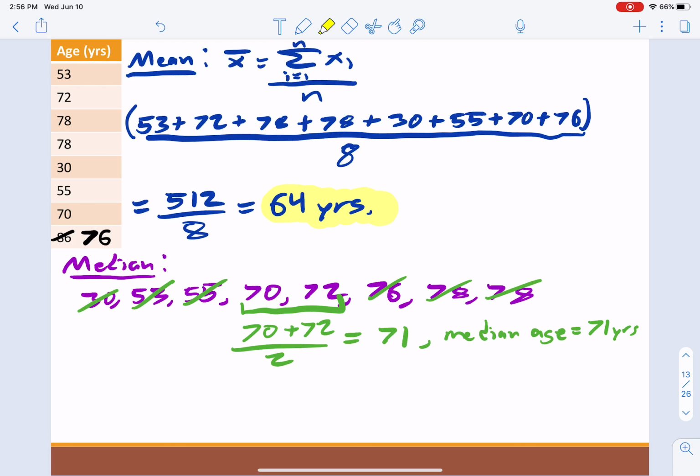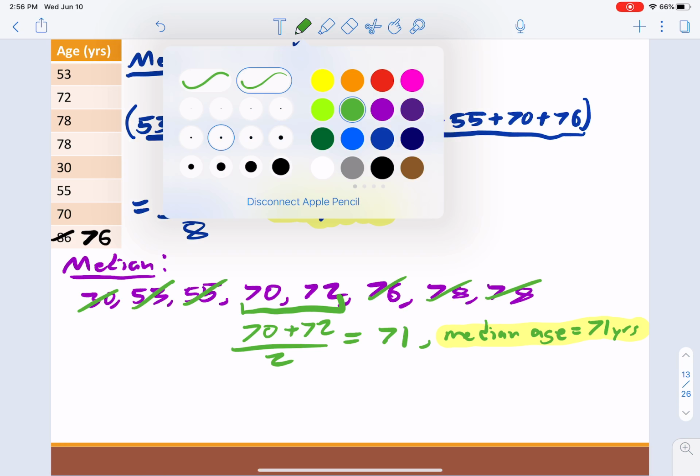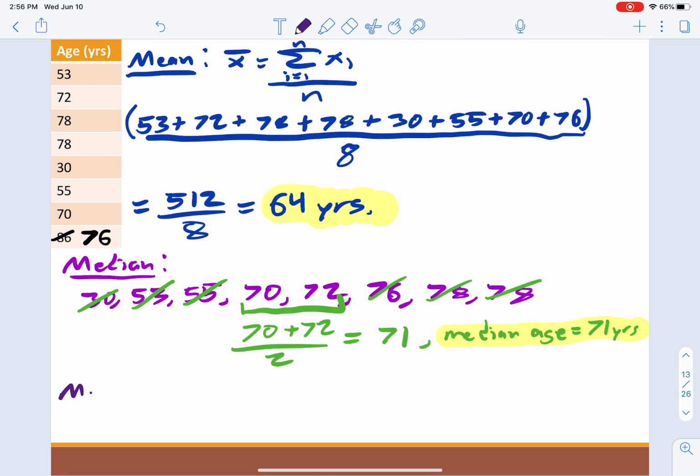Let me highlight that so we don't lose track. And then we want to do the mode, too. Where, in this case, if we look over here, sorry, I know you can't see me pointing. If we look over here, the modal age is still 78 years old.